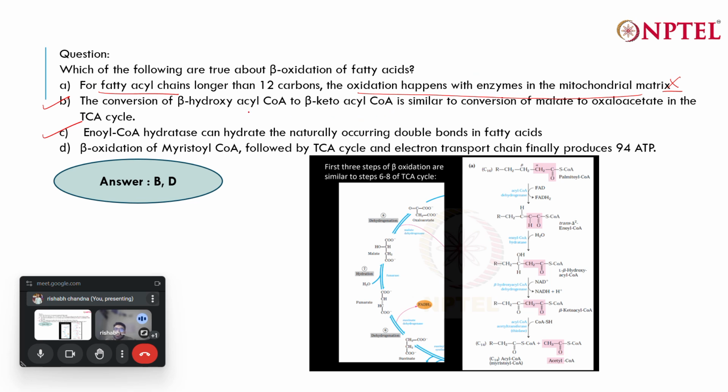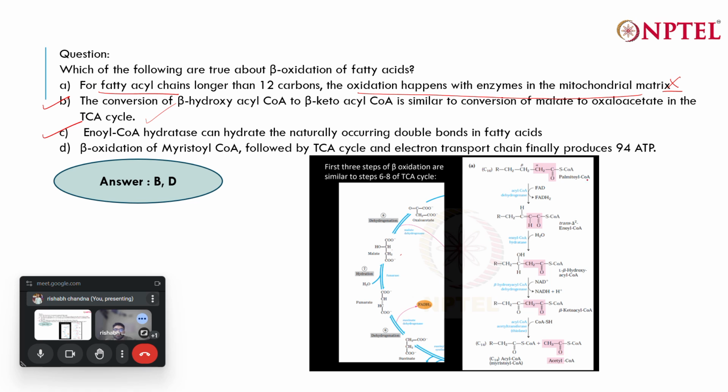The conversion of beta hydroxyacyl coenzyme A to beta ketoacyl coenzyme A is similar to the conversion of malate to oxaloacetate in the TCA cycle. Yes, this is correct. So these are the three steps in the TCA cycle: conversion of succinate to fumarate, then fumarate to malate, and malate to oxaloacetate. These three steps are actually similar to what is happening in beta oxidation.